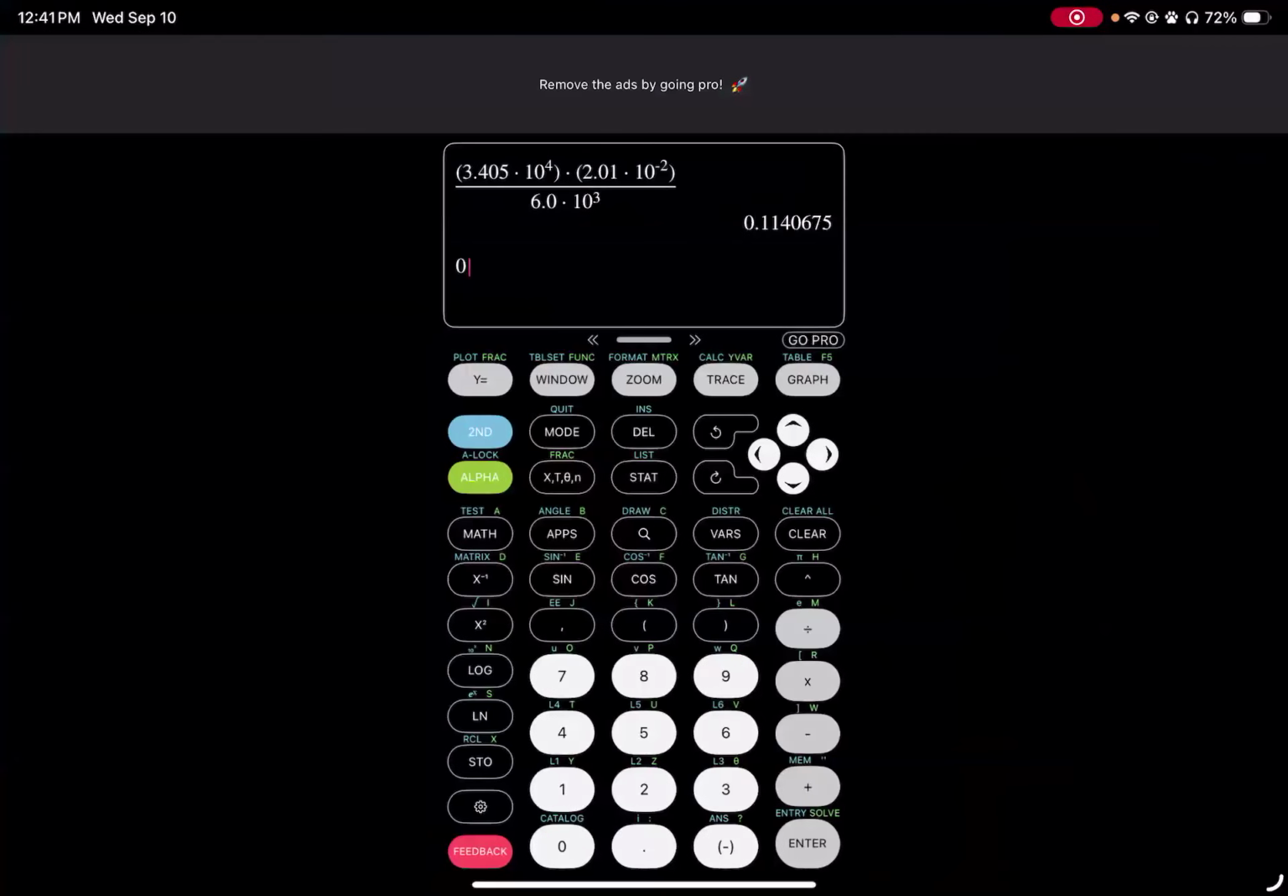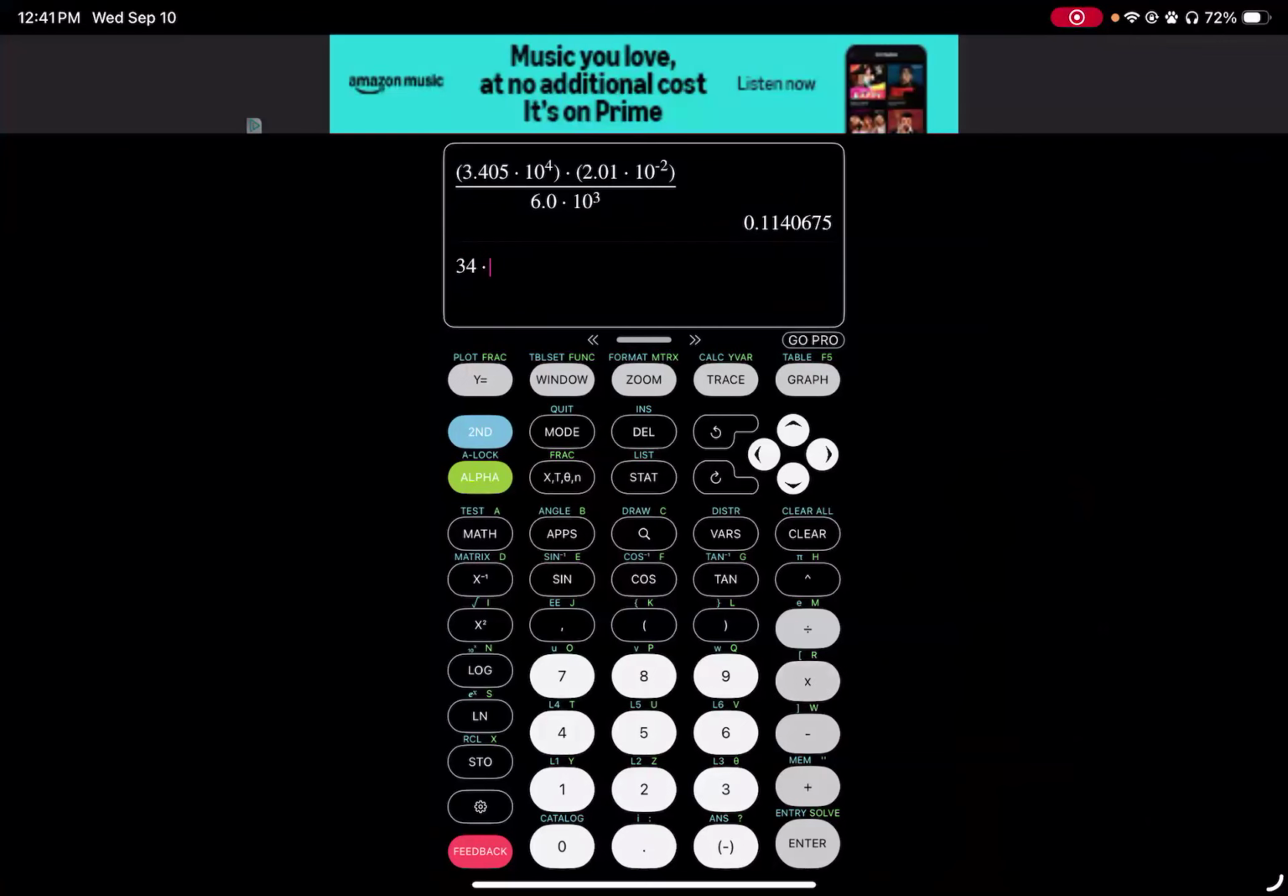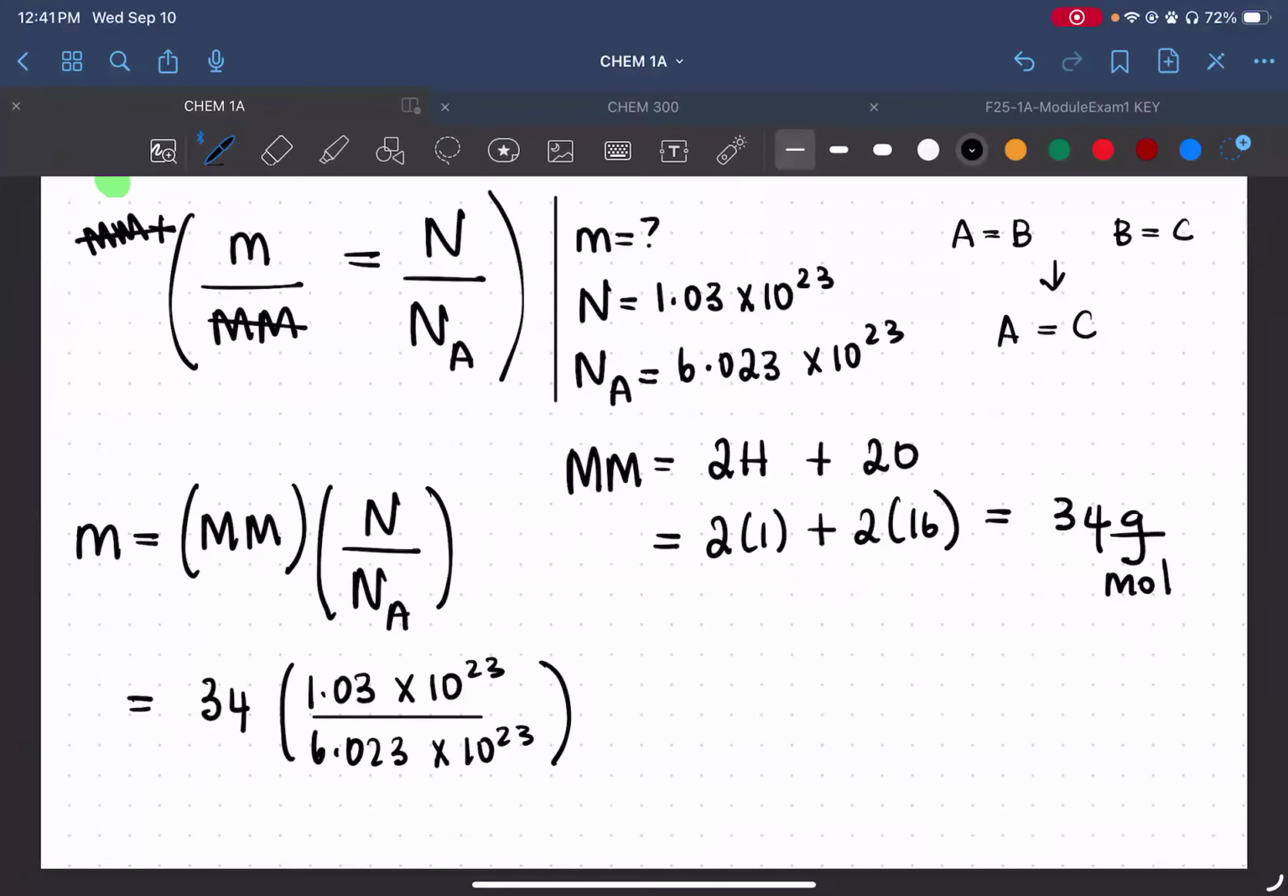All right, so we have 34 times a math fraction. On top, we have 1.03 times 10 raised to the 23 all over 6.023 times 10 raised to the 23. Plugging this into our calculator, we get 5.814. That's a big, long number. I'll just write the first 3 decimal places. This is equal to 5.814 grams, because we know we're calculating mass.